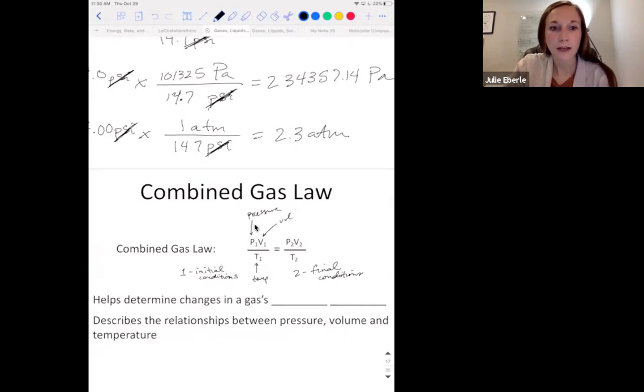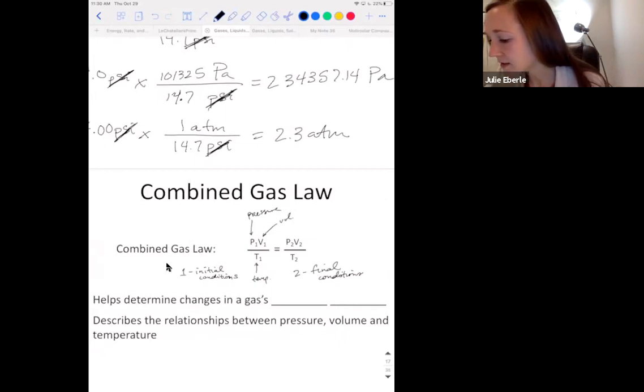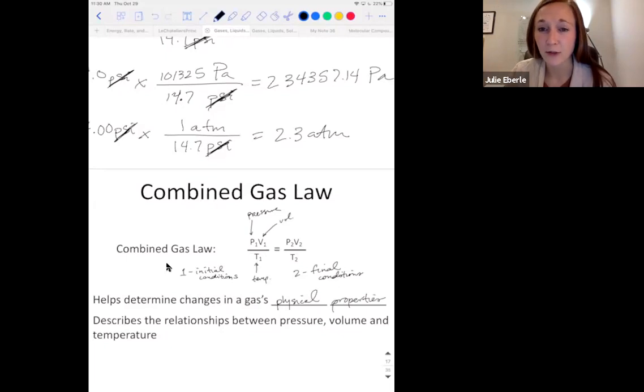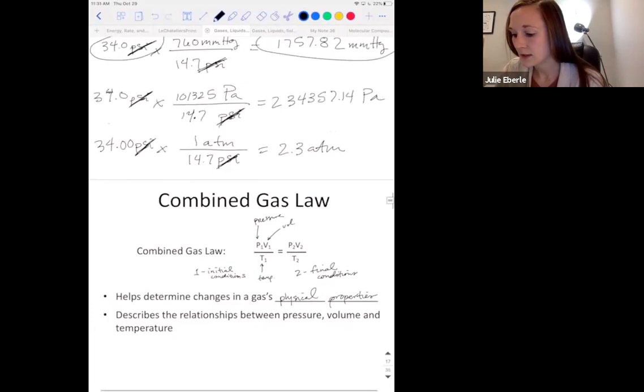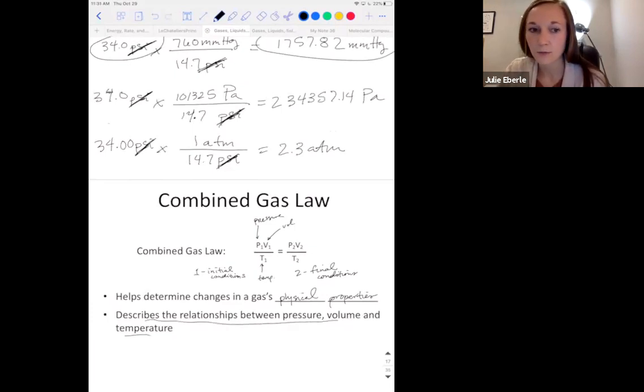So when we're talking about the gas laws and how all these things are related, they help determine changes in a gas's physical properties. The physical properties being the actual volume, the actual pressure, and the actual temperature. If we change one thing, we can use this equation to see how the other things were changed. And it's describing the relationships between these 3 units: pressure, volume, temperature.